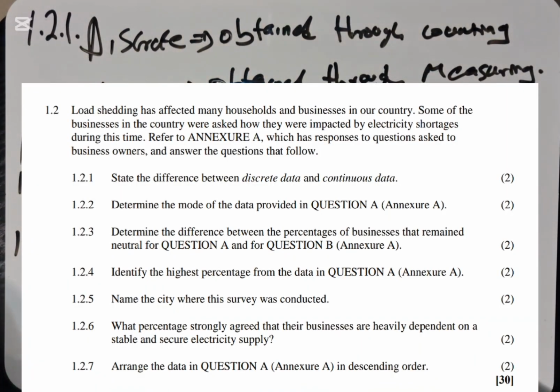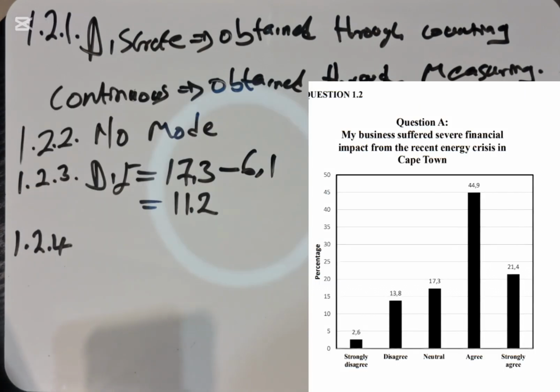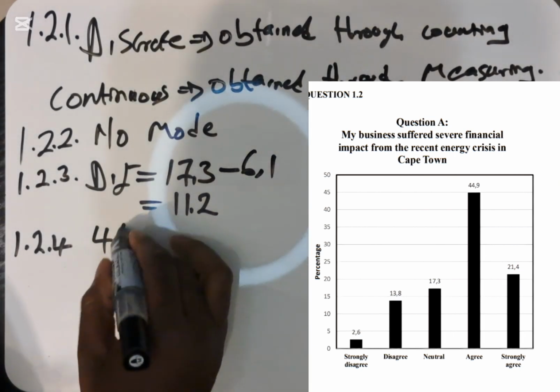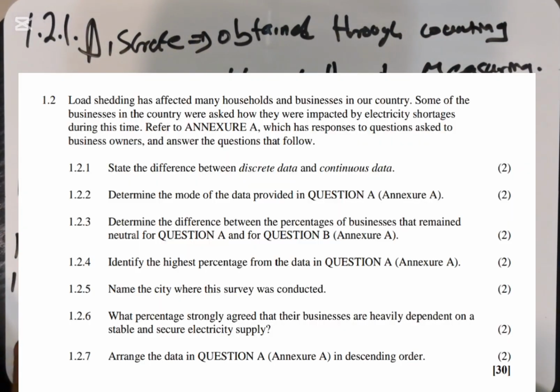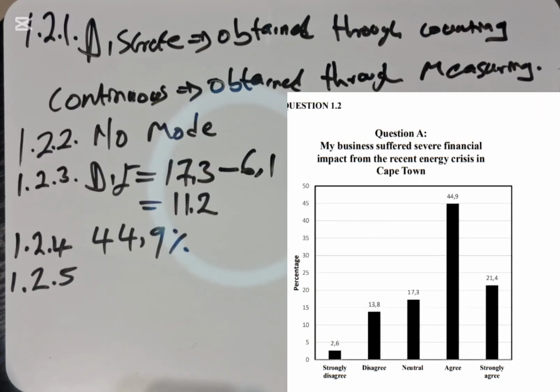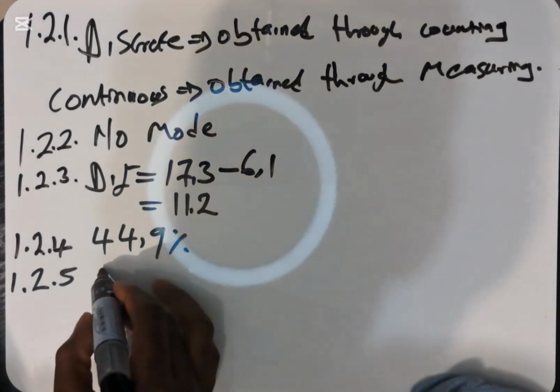1.2.4, identify the highest percentage from the data in question A. So we go to question A and locate the highest percentage. We can see that it is 44,9%. 1.2.5, it says name the city where this survey was conducted. We found this from question A also. This is Cape Town.